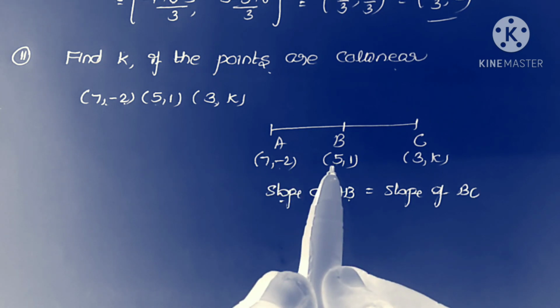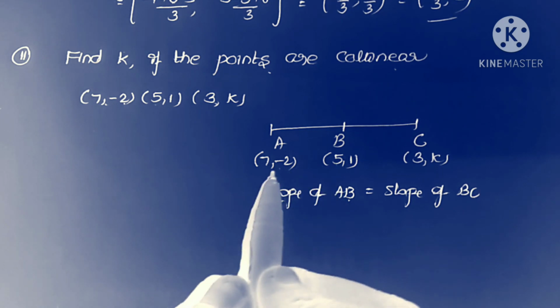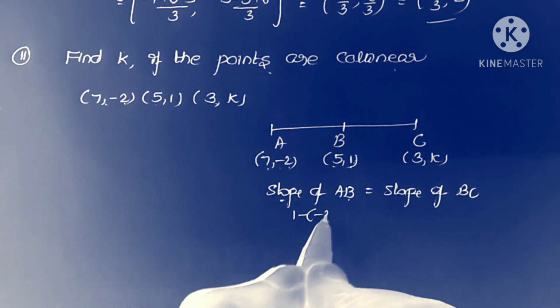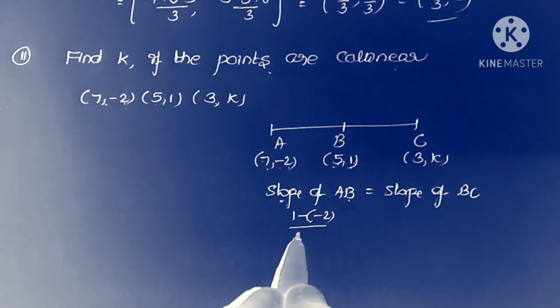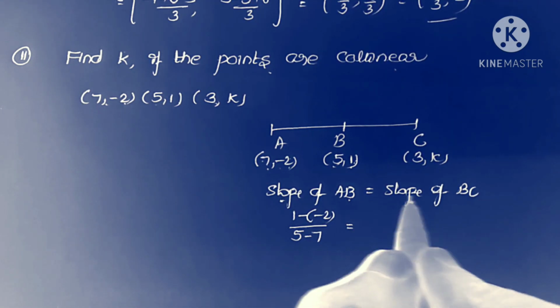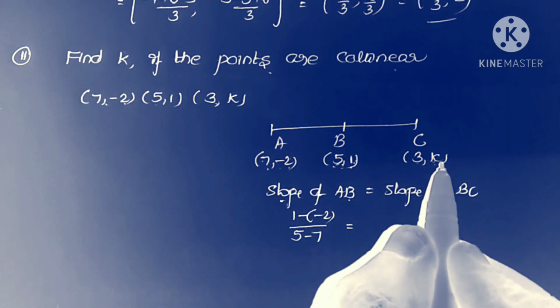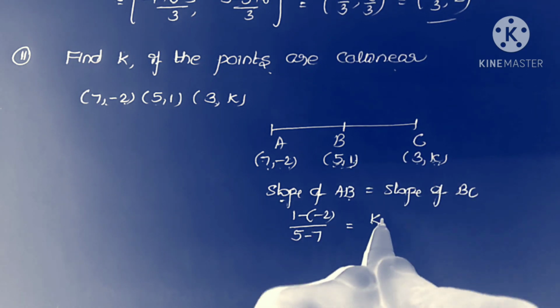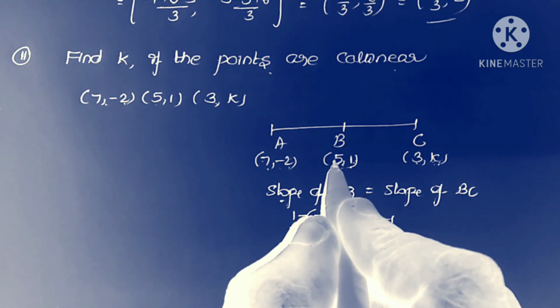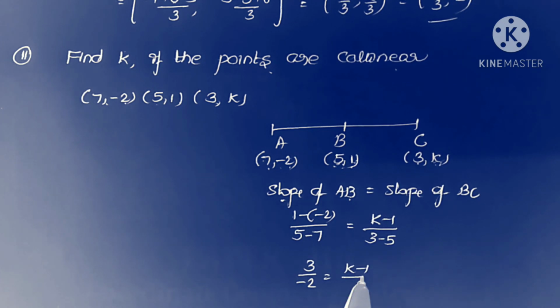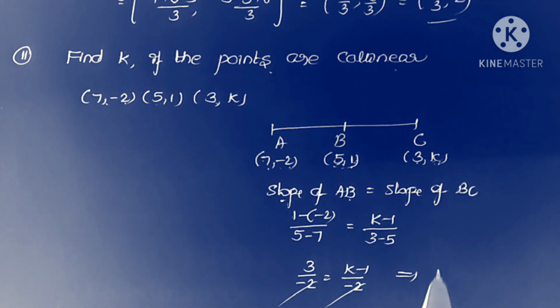What is the slope of AB? (y2 minus y1)/(x2 minus x1). This is x1 y1, this is x2 y2. (1 minus minus 2)/(5 minus 7) is equal to the slope of BC. We are taking these 2 points x1 y1, x2 y2. What is the slope value? (k minus 7)/(3 minus 5). That is (1 plus 2)/(minus 2), 3 by minus 2, is equal to (k minus 1)/(minus 2). Therefore the value of k is equal to 3 plus 1, that is 4.